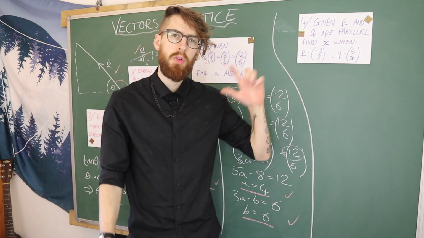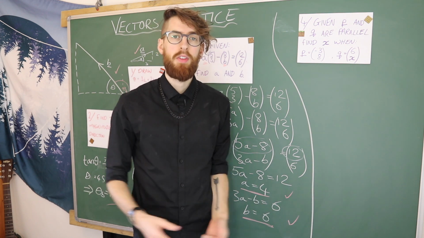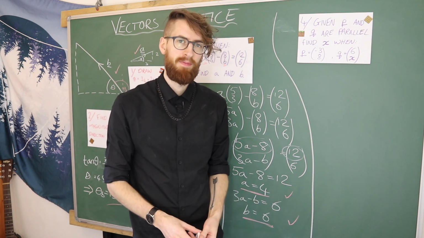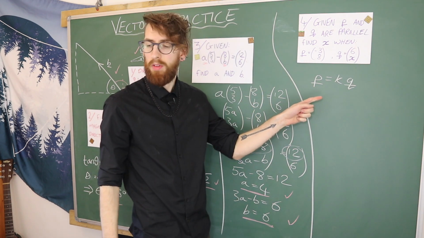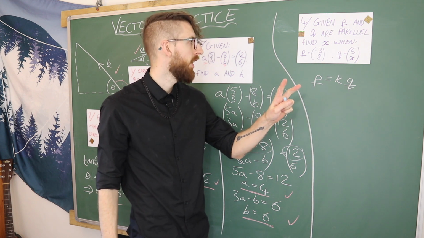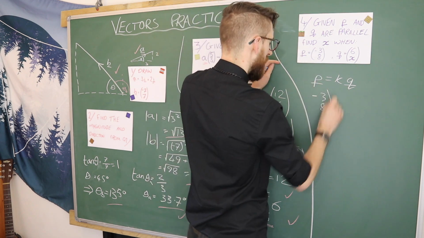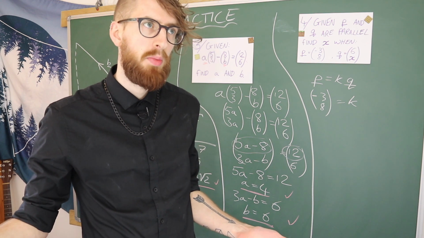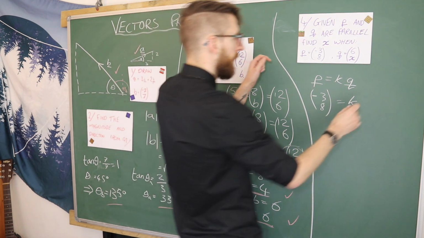Okay, did you think about what skills? Perhaps we need to use the fact that if these two are parallel, then they are scalar multiples of each other. Now I'll write this down. That's the fact that we went through in the second video on vectors. So all we're going to do is plop all these in. So P is minus 3, 8 times K. We don't know what this K is, but we need to find one that makes it work. And then we're going to put Q in.